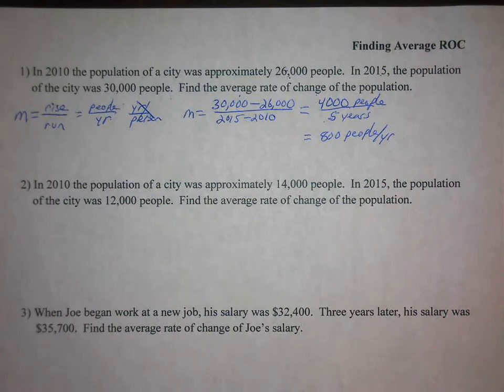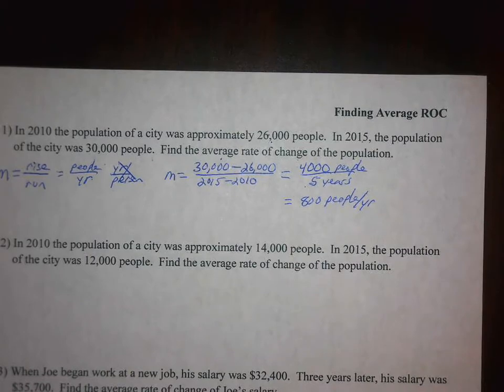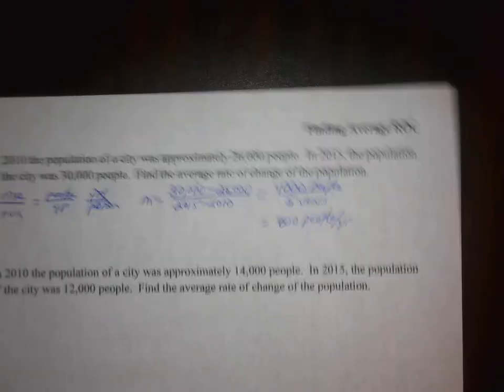So hopefully if you were to hear that in a sentence, that the population of the city increased by 800 people per year, I think we would all have an understanding of what that means. So in 1 year, the population went up by 800 people. Okay, so keeping that concept in mind, not to spend 5 minutes on each of these, you can try the next one and I'll show you the answer.